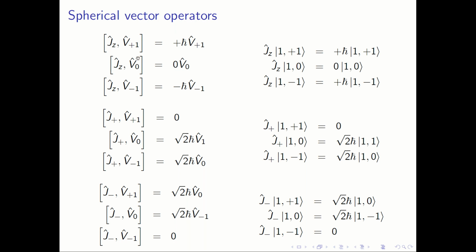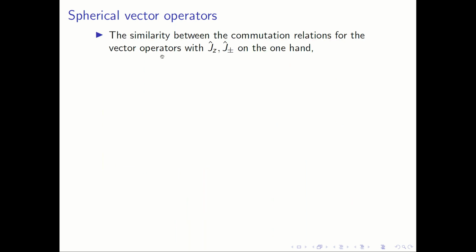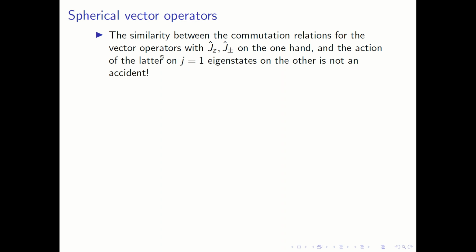But this nearly identical action can be made into almost identical by introducing a new notion, that of a small add map. We are going to come to that soon, but the important thing is this similarity between the commutation relations of the vector operator components v plus 1, v minus 1, v0 with jz, j plus minus on the one hand, and the action of the jz, j plus minus operators on j equal to 1 eigenstates on the other hand. This is not an accident at all.